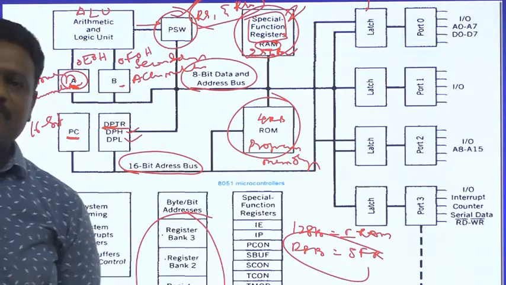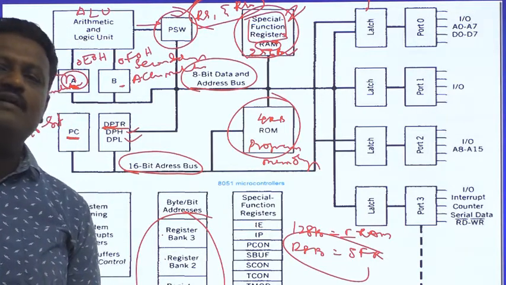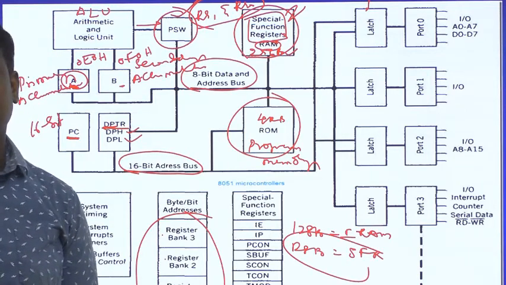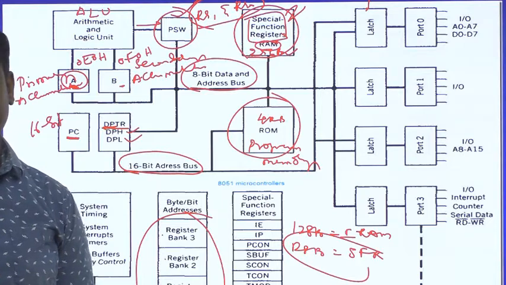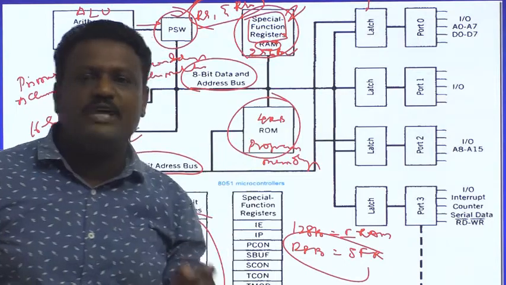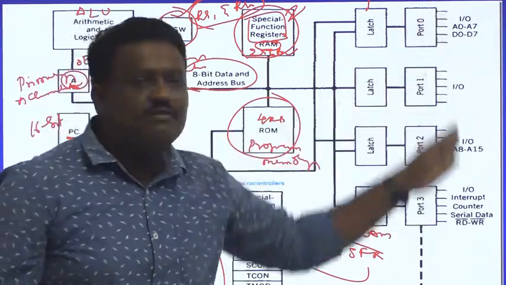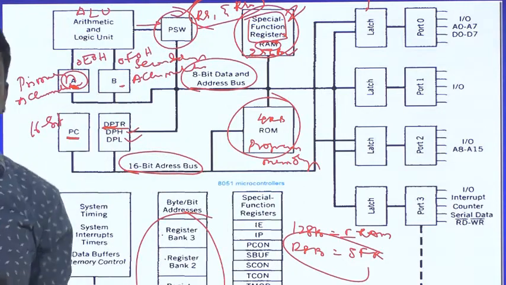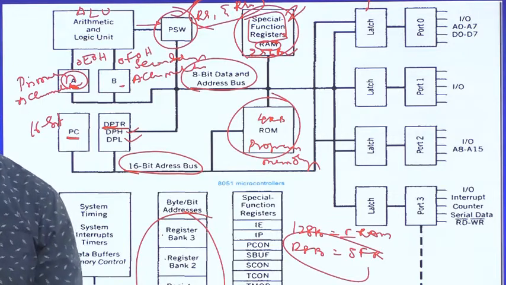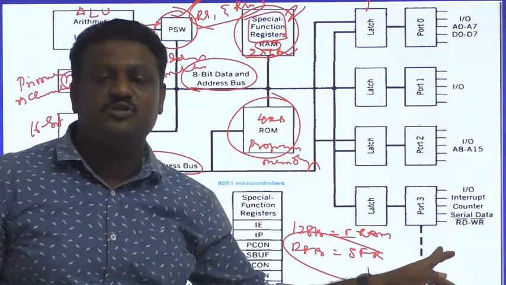Remember, friends, the comparison between a microprocessor and a microcontroller: a microcontroller has more multifunction pins. Here I have 4 ports, and each port has 8 I/O pins. The total number of pins I get from the I/O ports is 4 times 8, which is 32. And your 8051 is available in a 40 pin dual inline package. Out of 40 pins, 32 pins come from the I/O ports.